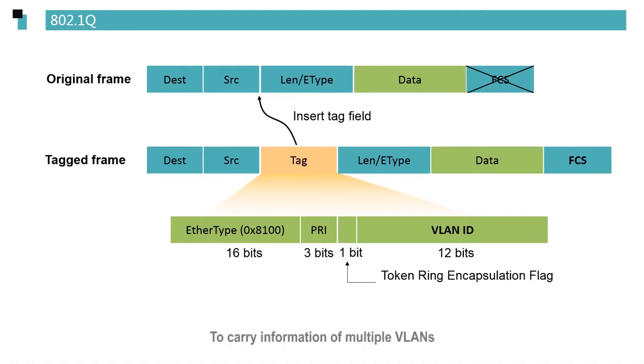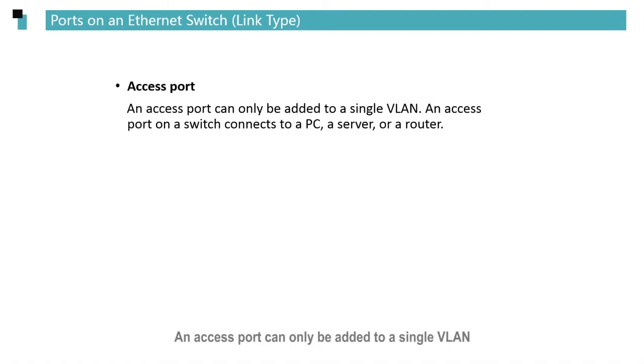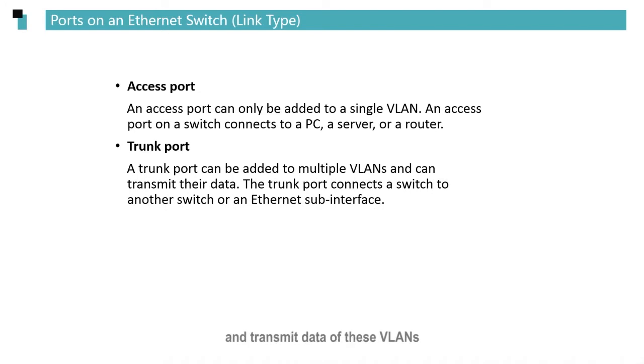To carry information of multiple VLANs, a trunk link must be configured. Switches on both ends of a trunk link must run the same trunk encapsulation protocol. Huawei devices support only 802.1q. An access port can only be added to a single VLAN. An access port on the switch connects to a PC, a server, or a router. A trunk port can be added to multiple VLANs and transmit data of these VLANs. The trunk port connects a switch to another switch or an Ethernet sub-interface.